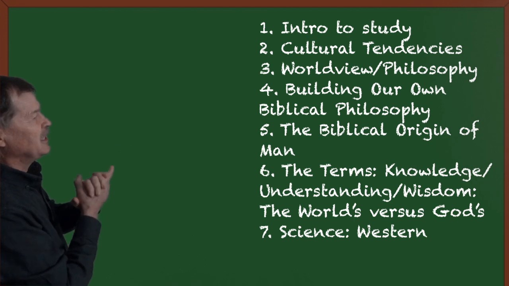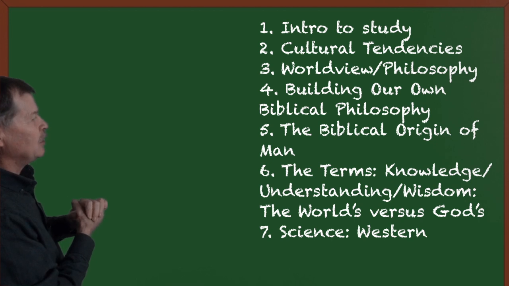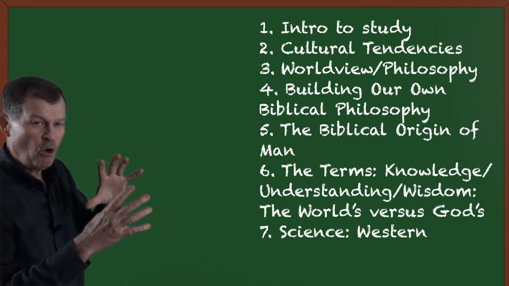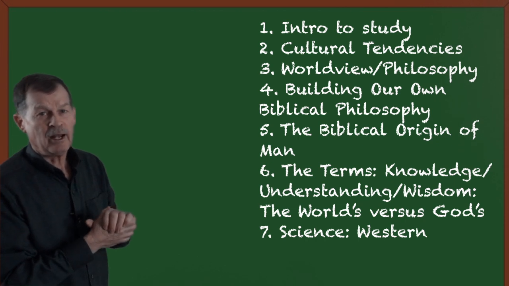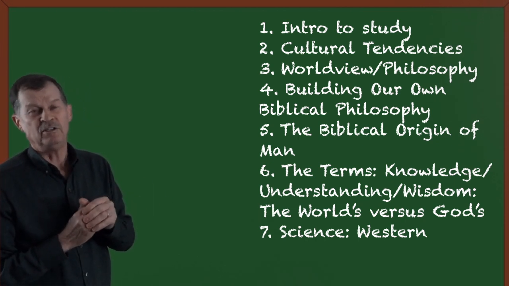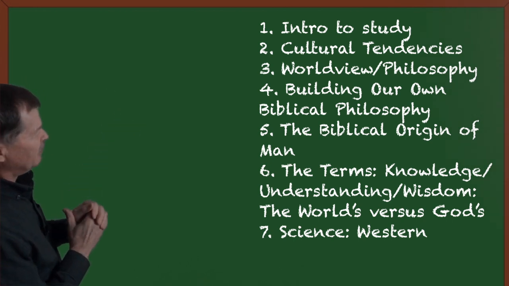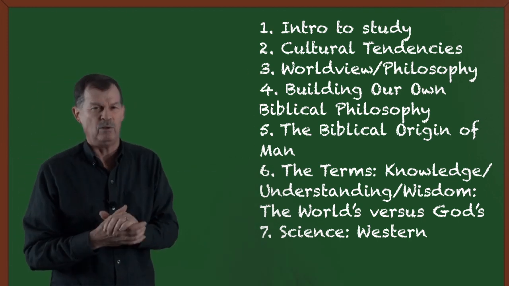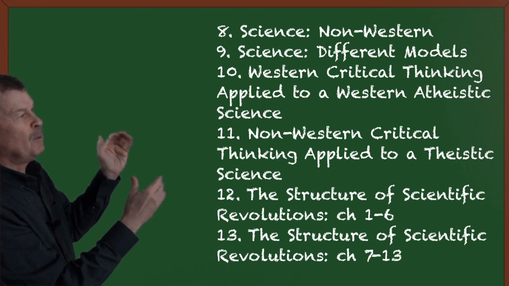Number 5 then is looking at the biblical origin of man. Number 6, the terms knowledge, understanding, wisdom, seen through Bloom's taxonomy, and how those terms are defined by the world, and how God defines those terms through a biblical parameter. Then we're going to go on to number 7, science. Science is Western science. We're going to look at what we mean by Western science, what science is, and how it works and from what basis.